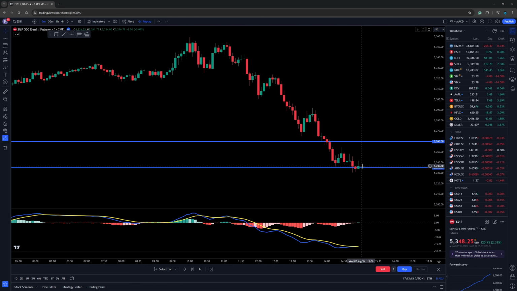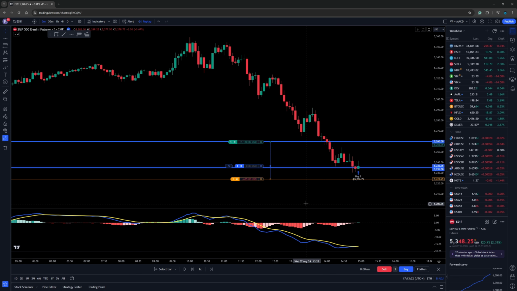Now we can either look to get long right when we break the high of that hammer candle, like I did just there. Then we can go ahead and grab our take profit, go ahead and move it up towards that area. We can grab our stop loss order and just move it down here just a bit.